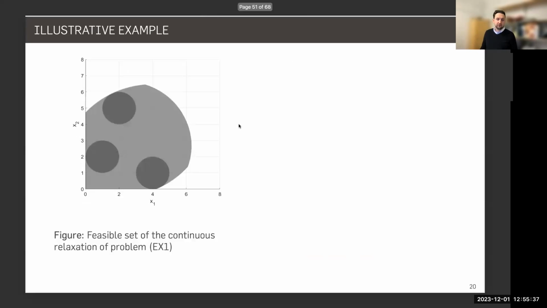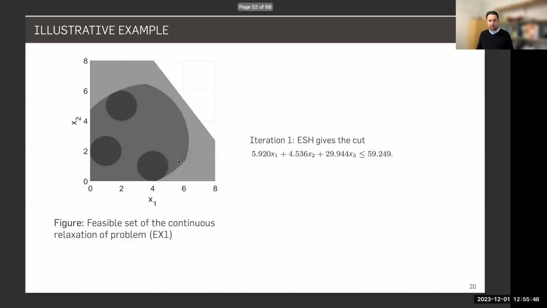Let me continue. So here we have the problem. The dark regions represent the feasible set of the problem, and in light gray we have the continuously relaxed feasible set. Now, if we use the ESH algorithm, then in iteration 1 we will get the following cut and the resulting outer approximation. Now, this may not look like it's tight for the nonlinear constraints, but it actually is. Keep in mind, we are now looking at a projection of the cut. The cut is in x1, x2, and x3 space. We are looking at this in the x1, x2 space. So be assured, this is actually tight for the nonlinear constraints.